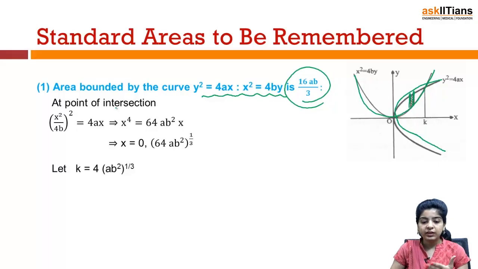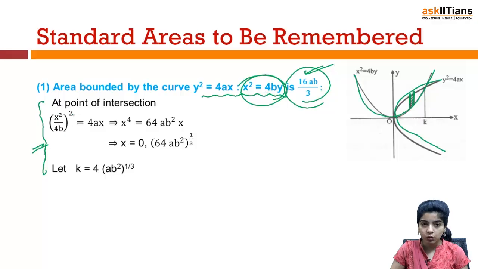So how do you get that? We'll take a brief look at the formula also. How do we exactly read this formula? Although there is no requirement of this proof, you need not remember it, you just need to remember the formula, right? So first of all, as I have already told you, we'll try to compute the points of intersection of the two curves, and so we have y square equal to 4ax. The value of y from this equation comes out to be x square by 4b, so we have x square by 4b whole square is 4ax, and from this we get x as 0 and (64ab square) whole raised to the power 1 by 3.